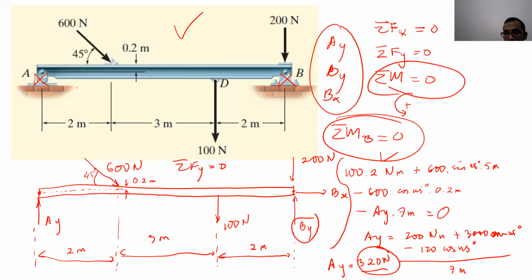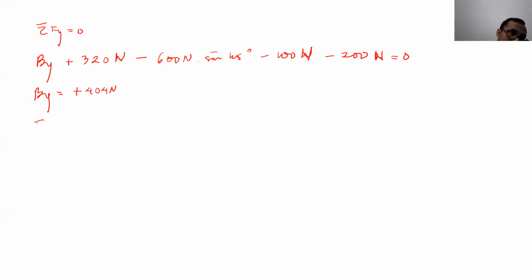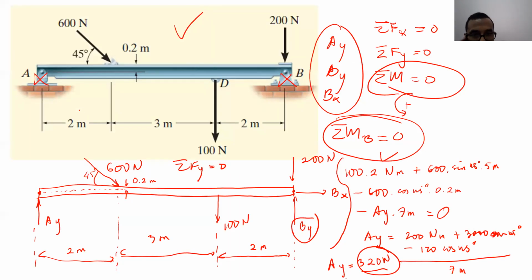Okay, last one. We have to solve for Bx. How are we supposed to get it? Yeah, we can use sigma fx equal to 0. So we have to take a look at which of these forces has a horizontal component. What are those, Lilo? The 600 cos 45 and Bx. Correct.